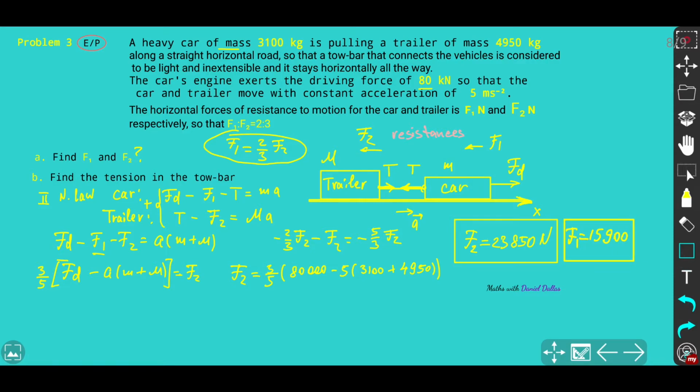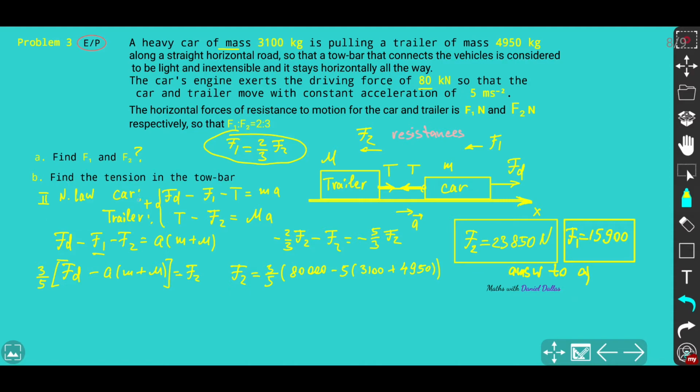Okay, so there are two forces of resistance that we are asking in part A. So this is the answer to part A. All right, and in B, we need to find the tension in the tow bar.